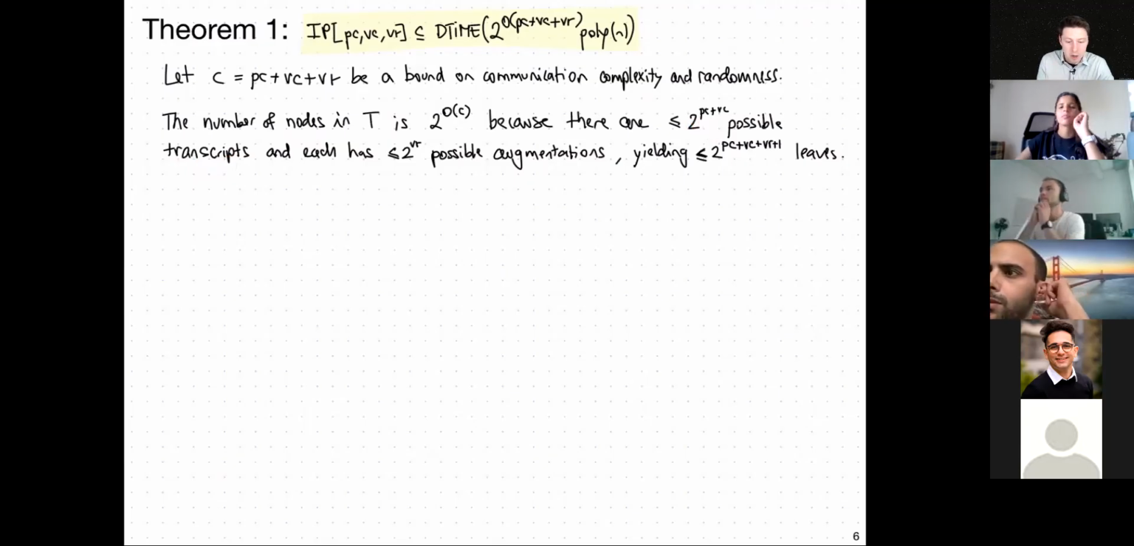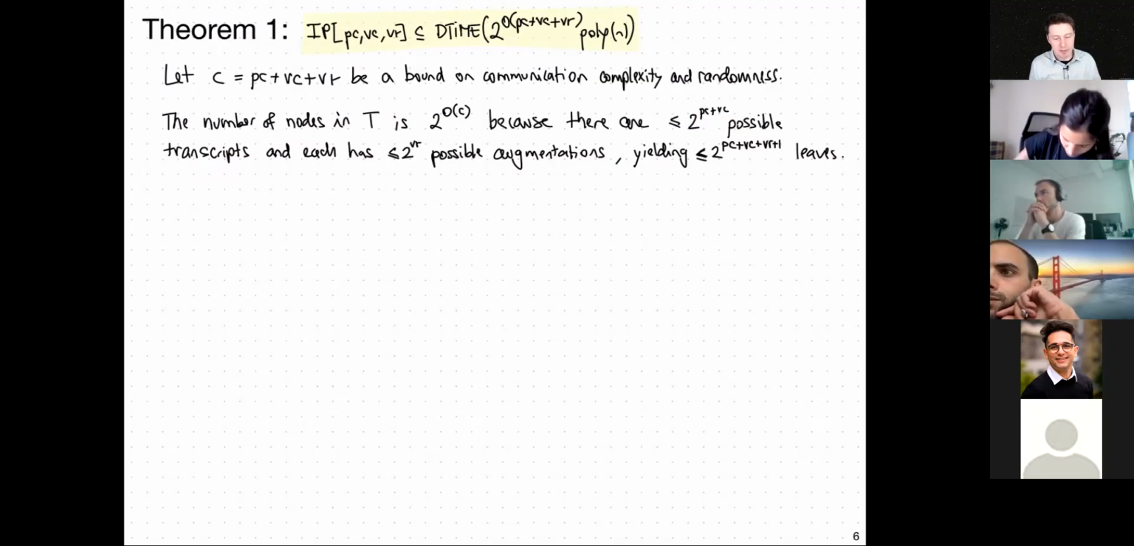Because overall the prover sends PC bits, and overall the verifier sends VC bits. So the product of all the arities of prover messages and verifier messages combined is going to create at most 2 to the PC plus VC possible transcripts, okay? Because a transcript has PC plus VC bits. So whatever blow up at each layer there is in the tree, in total there are going to be at most 2 to the PC plus VC internal nodes, period.